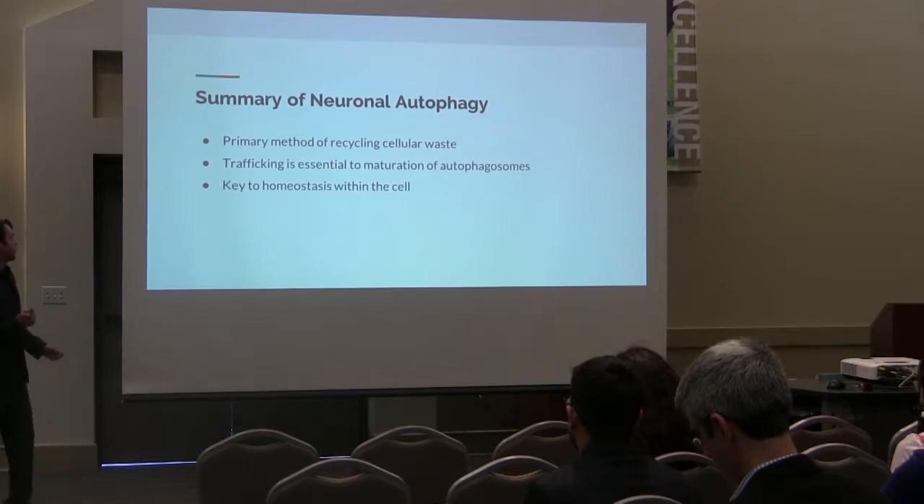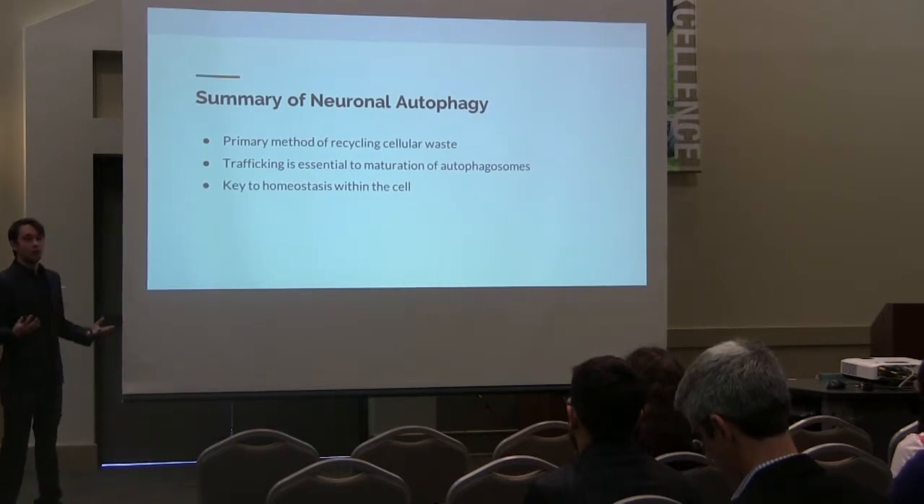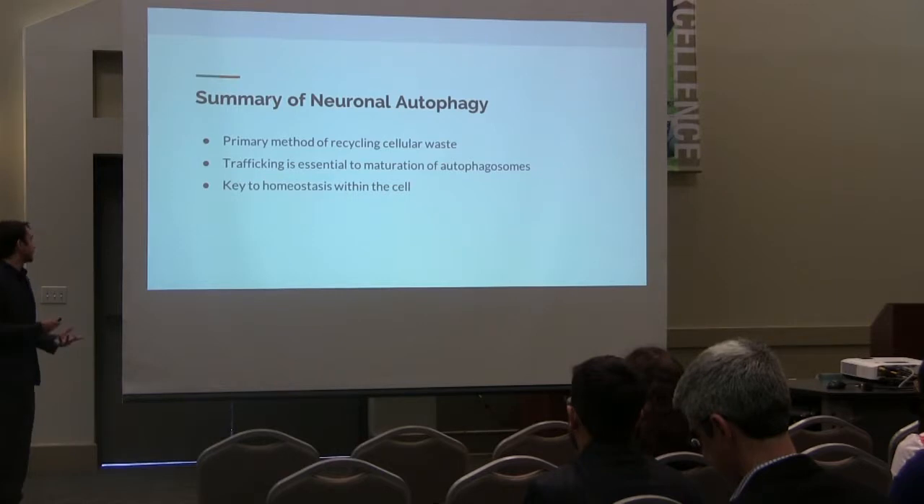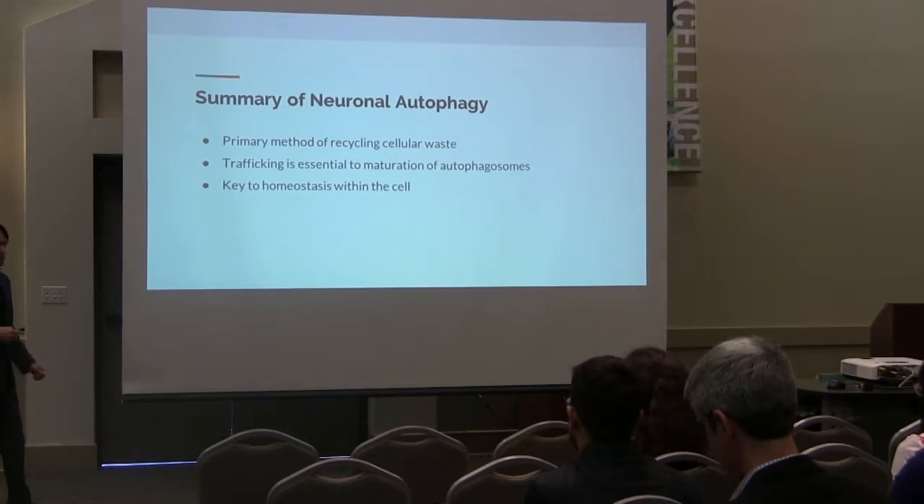And so a quick summary of neuronal autophagy is that it's the primary method of recycling within the cell. Its trafficking is essential to the maturation of autophagosomes in neurons, so that's where UNC-104 comes in. And then it's also key in organelle turnover in the cell. So when you have issues in autophagy, that's associated also with neurodegenerative diseases in a lot of cases.